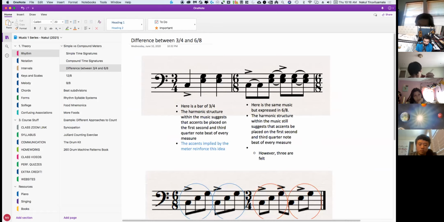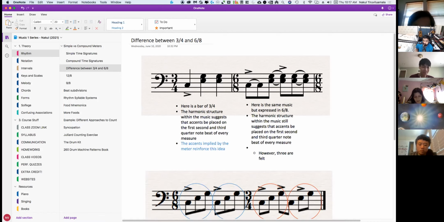Think about this music. That feels like 3/4. Now try to count to 3. 1, 2, 3, 1, 2, 3, 1, 2, 3. Right? It feels like it's in 3. You could conceivably do 1, 2, 3, 4, 5, 6, 1, 2, 3, 4, 5, 6 as well.